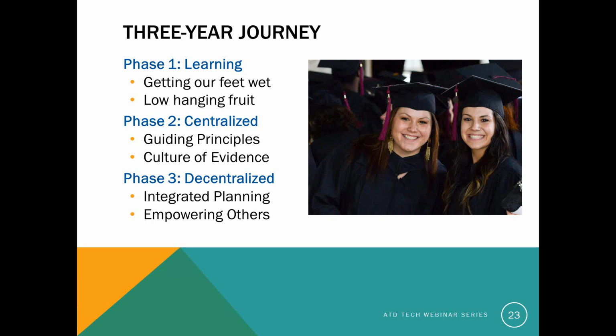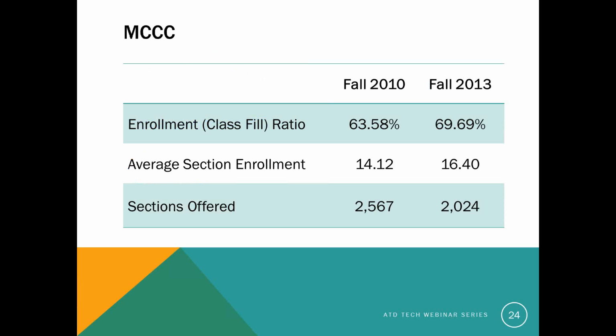Early on, the indicators are statistics. When we looked at our fall 10 to our fall 13 statistics, our enrollment, or our fill for classes, had increased. Our average sections have increased. And most notably and most remarkably, we've offered fewer sections, in that case 543 fewer sections, and still had increases in efficiencies for students.